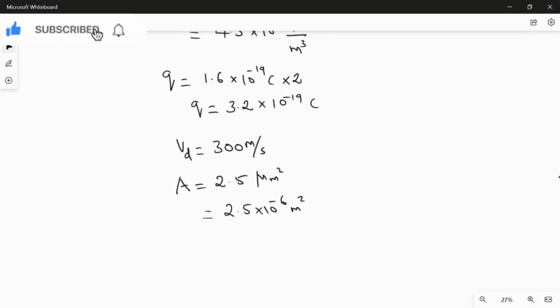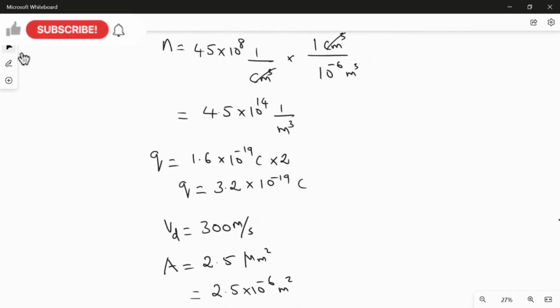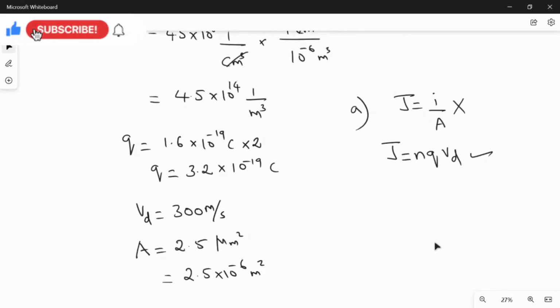In the first question, we are going to find the current density by using all these values. We already know the current density formulas. We have two formulas for the current density: J is equal to I over A, current over area, and also J is equal to the number of charge carriers multiplied by the charge multiplied by the drift speed. The first equation is not possible for this question, so I'm going to use the second equation for finding the current density.